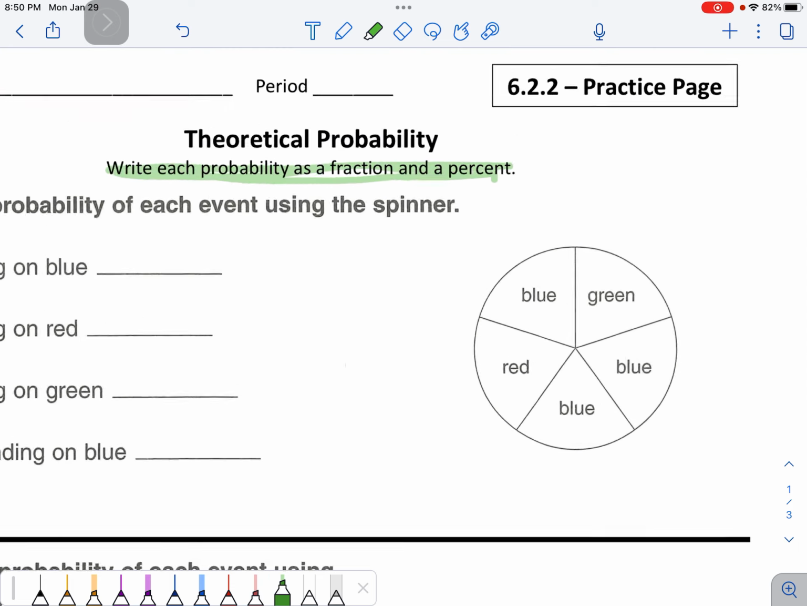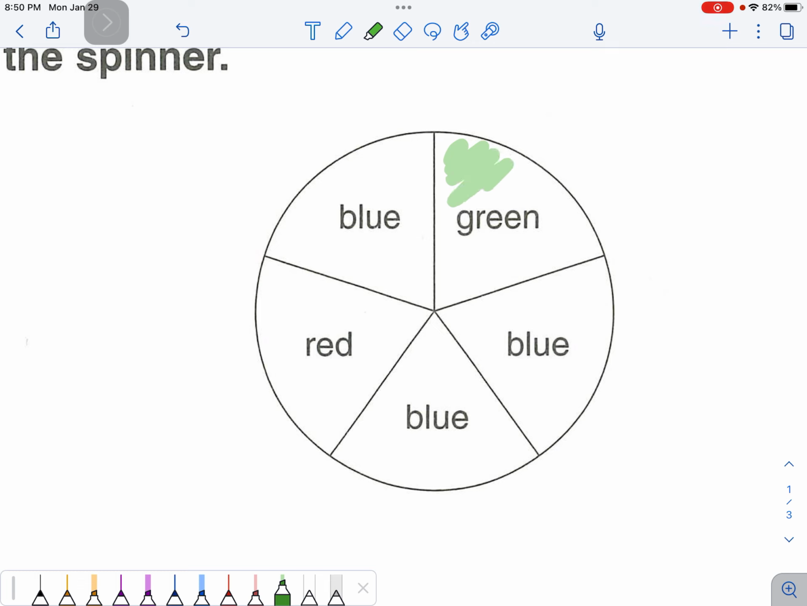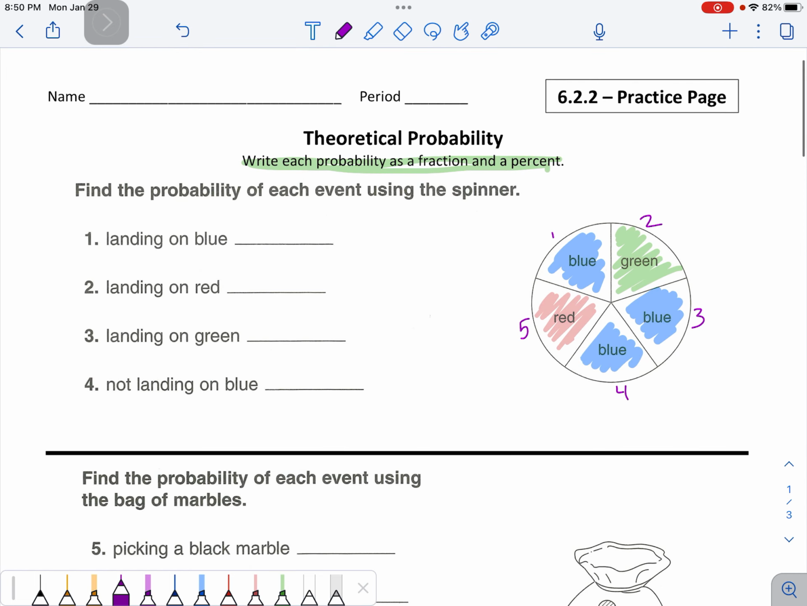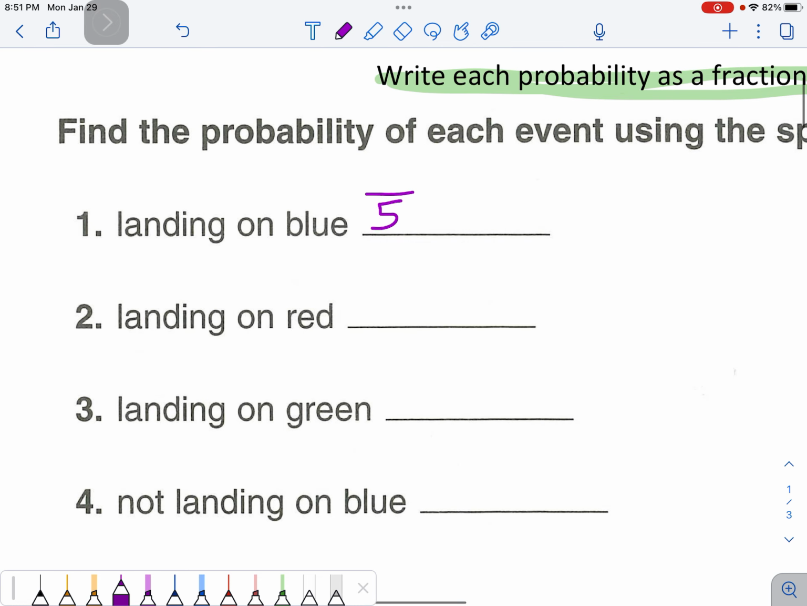All right, so here's a spinner. It's got a green section, and a blue section, and a blue section, and a blue section, and it's got a red section over here. It looks to me like there are 5 total sections or sectors. 2, 3, 4, 5. Yep, there are 5. So if we're finding the probability for this spinner, every single denominator is going to be 5 because it all uses the same spinner. Right, there are 5 total sectors in the whole.